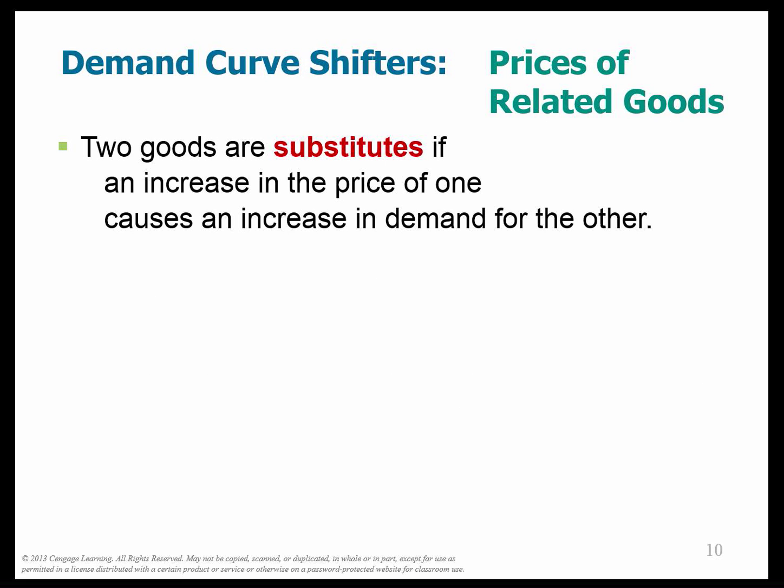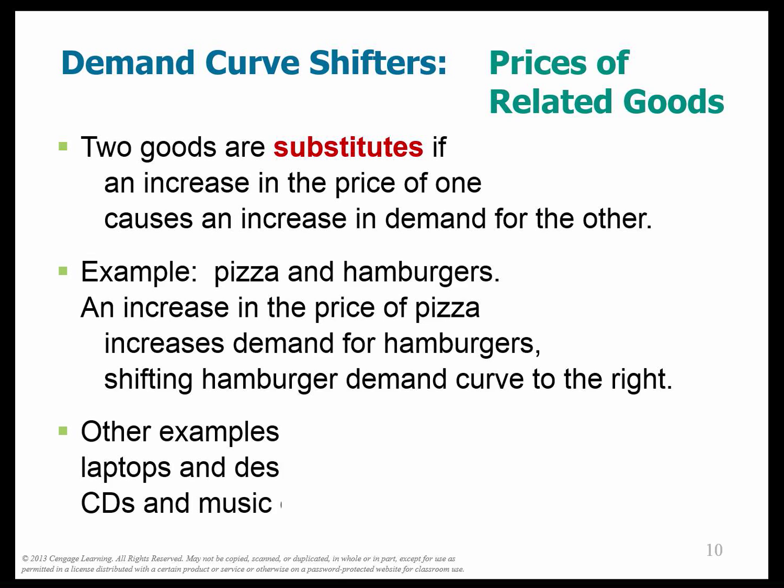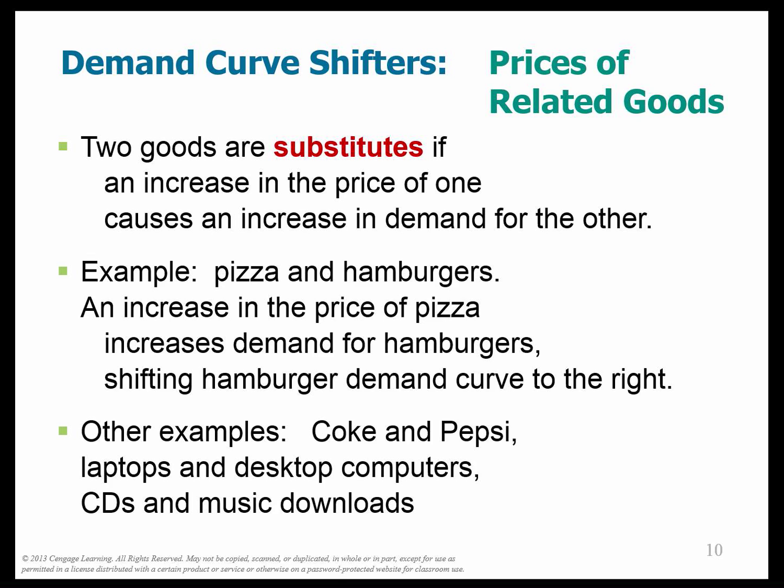All right, so prices of related goods. I want you to think about the way goods can relate. They can be substitutes or they can be complements. Pizza and hamburgers are substitutes. If the price of pizza goes up, that's going to make more people want to demand hamburgers. That's going to make the hamburgers demand curve shift to the right. Coke and Pepsi, those are substitutes. Laptops and desktop computers, those are substitutes. CDs and music downloads, also substitutes.